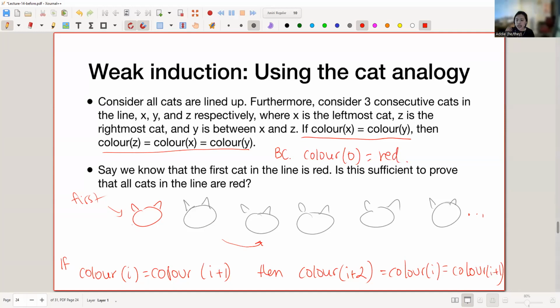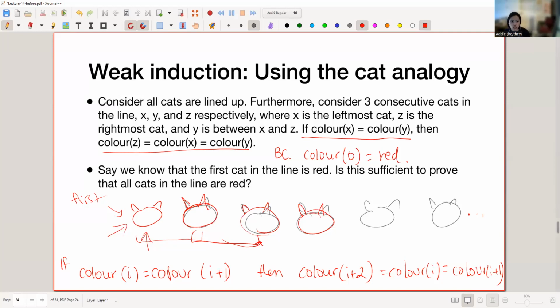Okay, is this now sufficient? If we just know that the first cat is red, is it sufficient to still prove that all the cats in the line are red? No, you can see this is no longer enough, right? We need to show that the first two cats in the line are red. And after the first two cats are red, then we can say, well, now these two are red, so this one must also be red. And then now these two are red, so this one must also be red, et cetera, et cetera. But you can see there's definitely a difference.